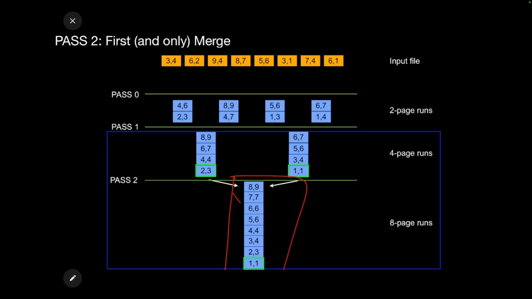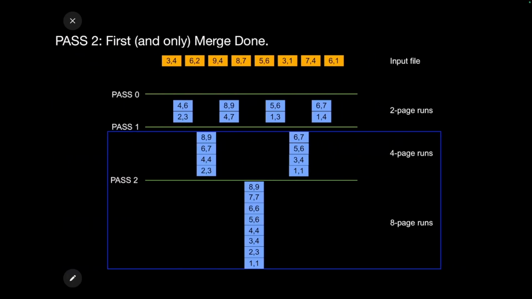And there goes my sorted file. That's what I wanted to do: one sorted file that contains the data from the input file, sorted. That is how external merge sort works. So it's relatively easy.